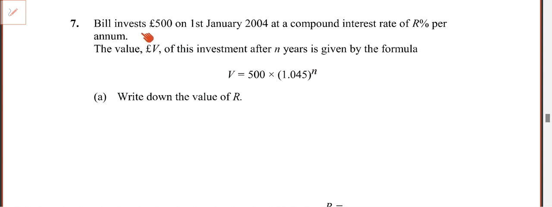So it says Bill invests £500 on the 1st of January at a compound interest rate of R% per annum. So this time it's not telling us the R, not in the writing. It says B, the value of his investment, so it started at 500. After a certain number of years, n, is given by this formula. What is R? So R is the interest rate. Anyone remember how to go about doing that?